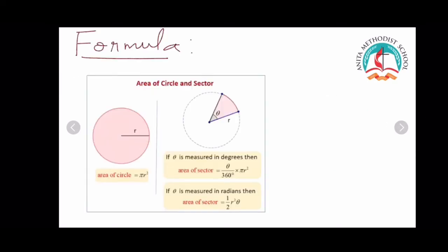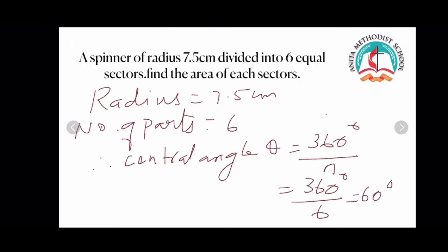Now the formula of the circle and the sector. So area of the circle we know already, area of the circle is pi r square. But area of the sector is theta by 360 degrees into pi r square. Once again I tell you, area of the sector is equal to theta by 360 degrees into pi r square units. So shall we see one more problem?